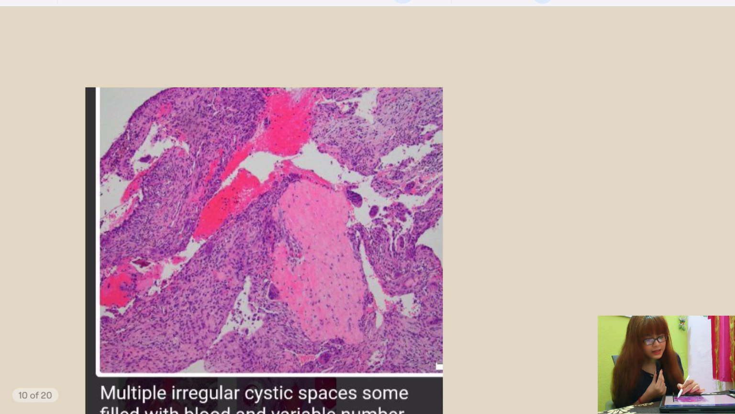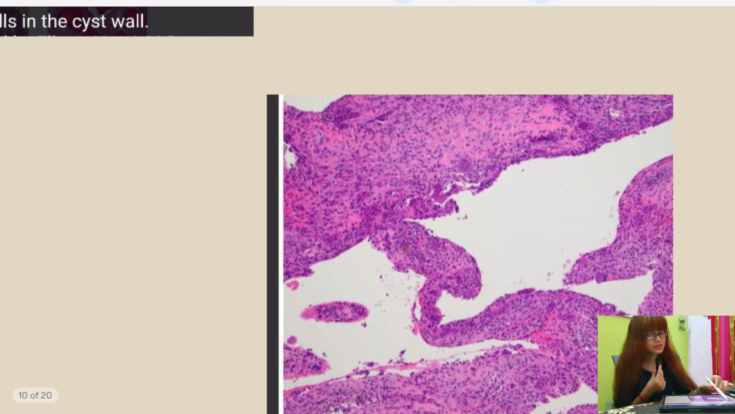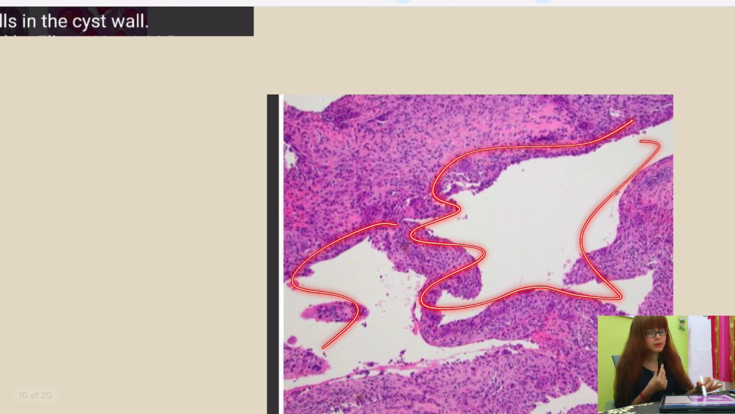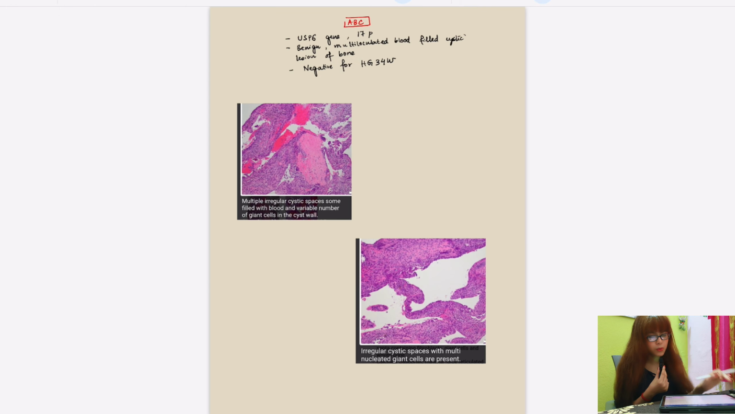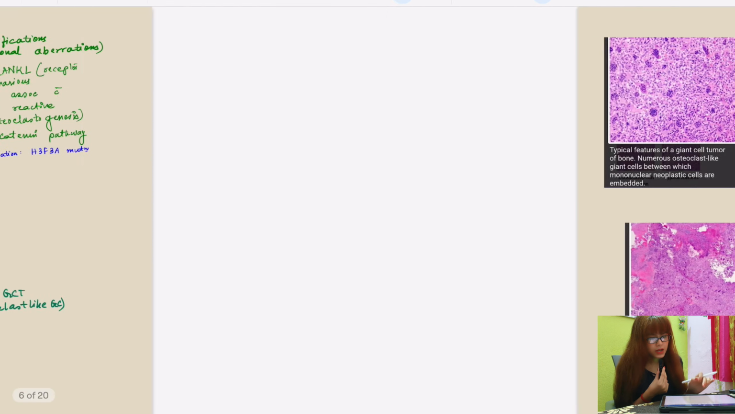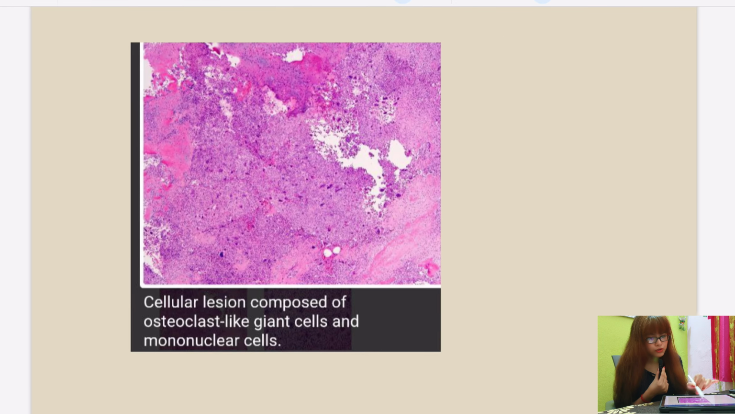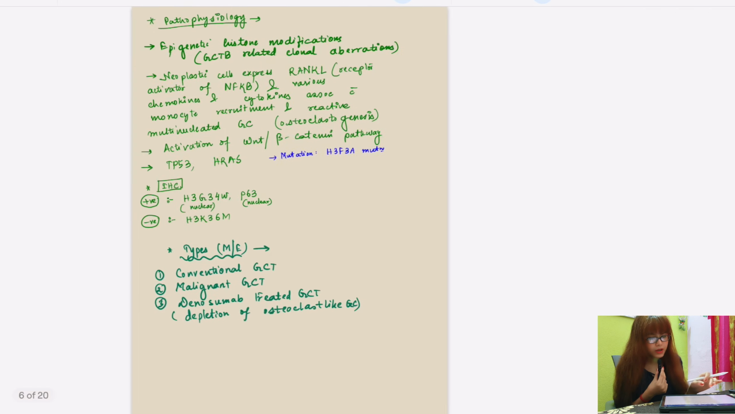So you can see here that there are so many giant cells over here. As you can see, their stroma also has stromal cells, mononuclear cells, but the presence of these cysts along with this hemorrhage is something which can be seen in aneurysmal bone cyst and not a giant cell tumor. As you can see over here, these are also cystic spaces, right? So this is just a difference I wanted to highlight. Now coming back, this image also shows the same thing in the low power.